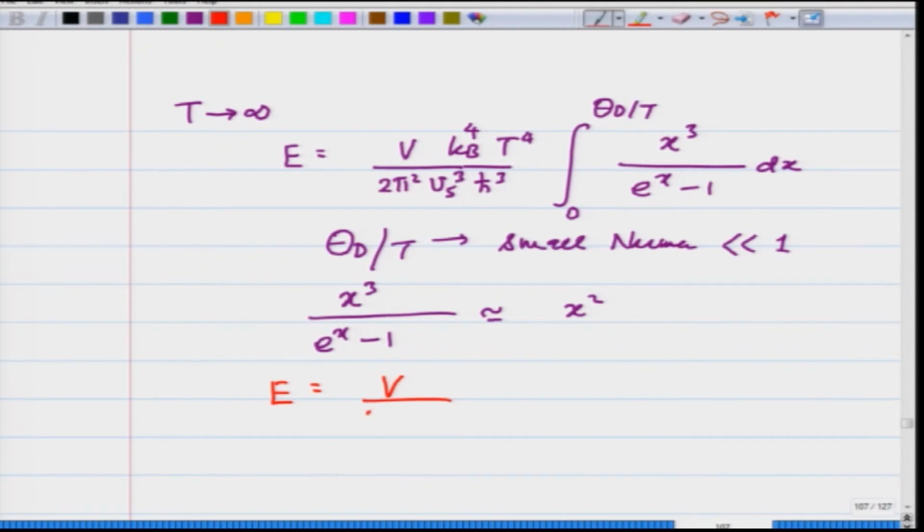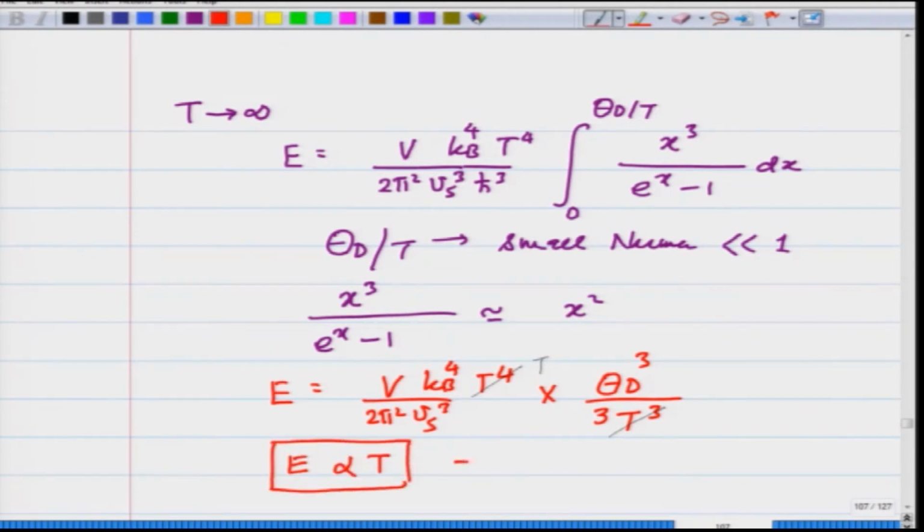V over 2 pi square V_s cubed, k_B raised to 4, T raised to 4 times theta_D cubed over 3 T cubed. Now I can cancel certain terms. This T cubed goes with this T raised to 4, this becomes T, and I get energy proportional to T, and this implies C_V is equal to a constant.